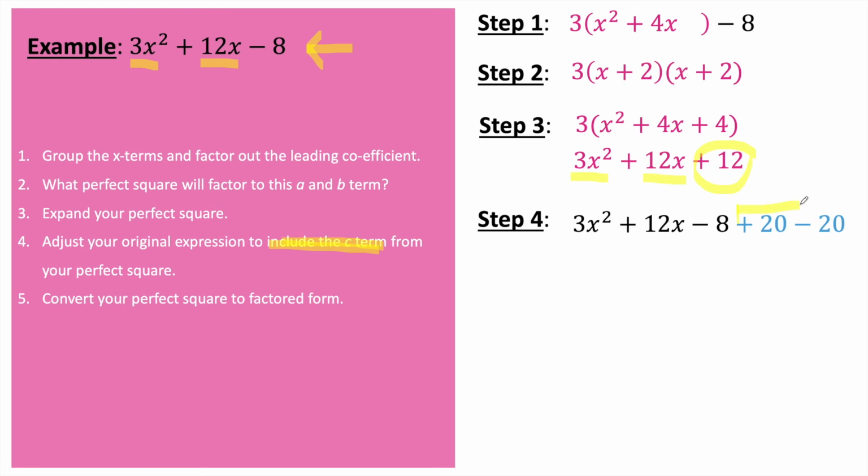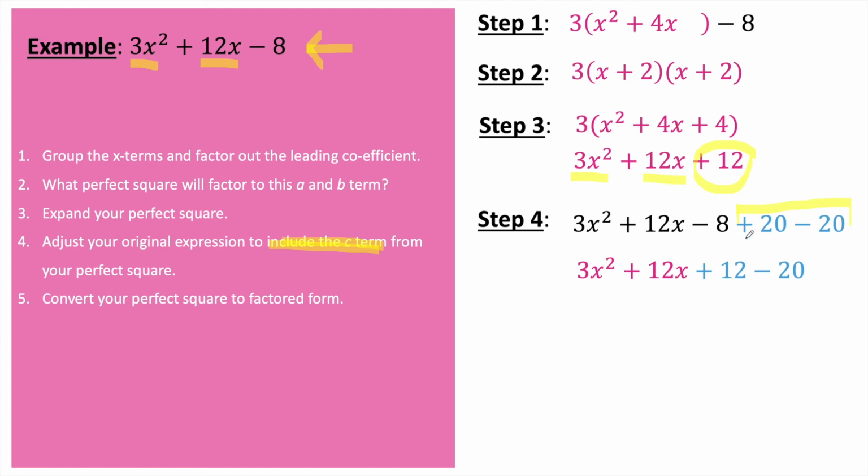Notice that if I add 20 and subtract 20, I've essentially just added 0. However, this will allow me to rewrite the expression as 3x squared plus 12x plus 12 minus 20. This step here represents the exact same expression as our original expression. This is equal to this.